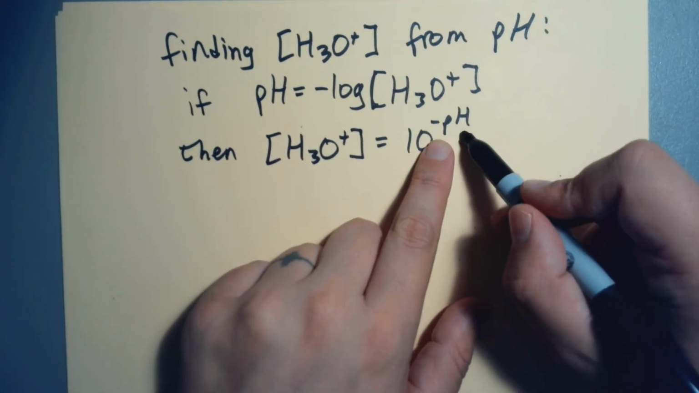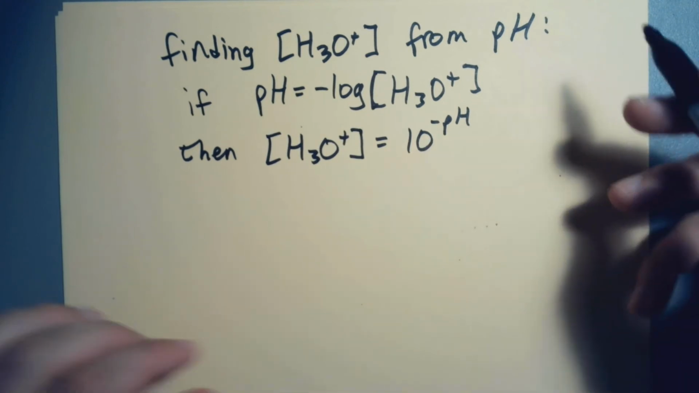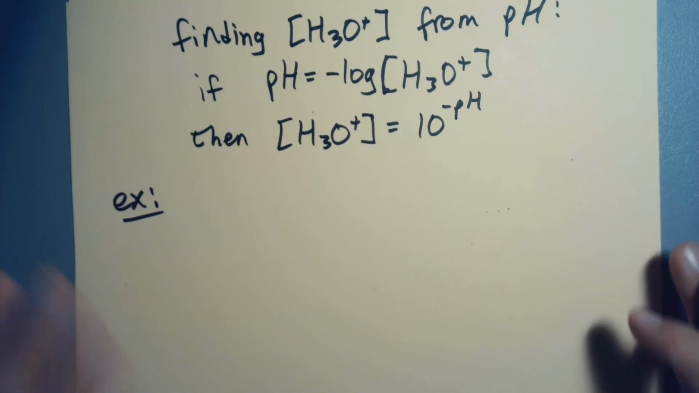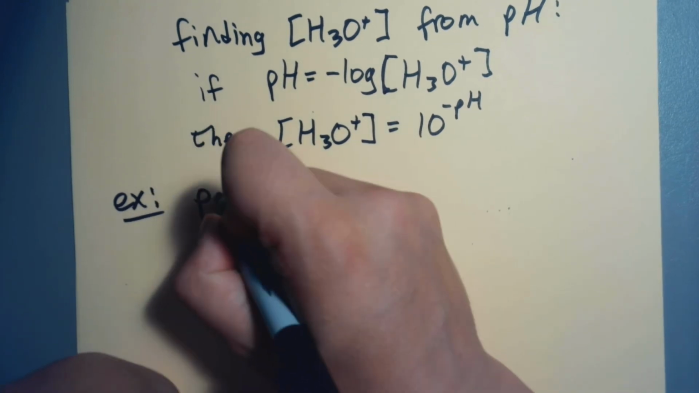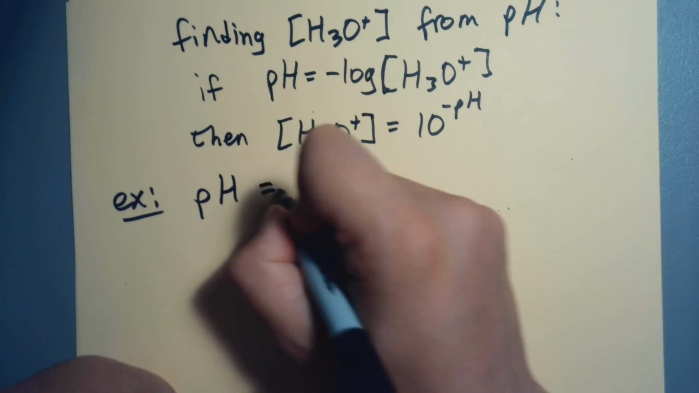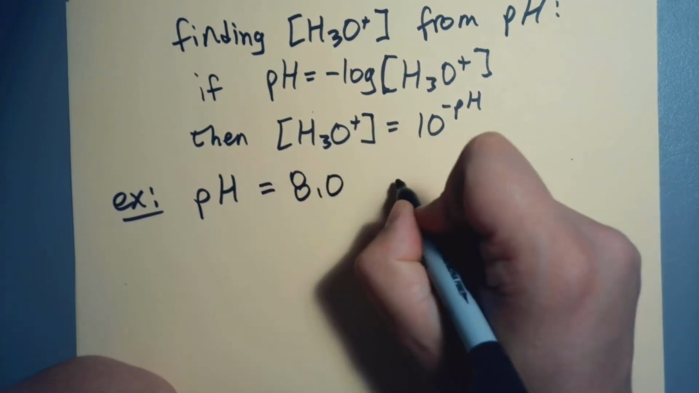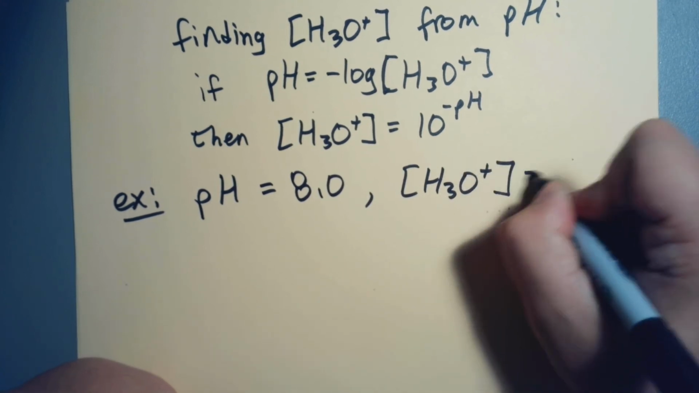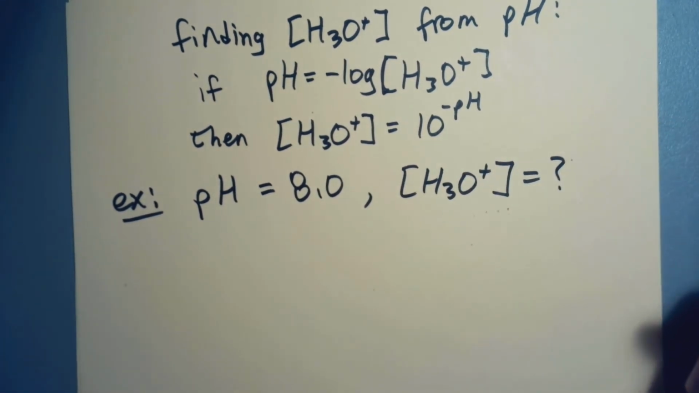So this is 10 to the power of negative pH. So how do we solve one of these problems? Well, if we have a pH equal to 8.0, what does our concentration of H3O+ look like?